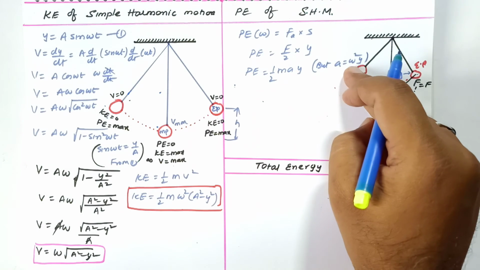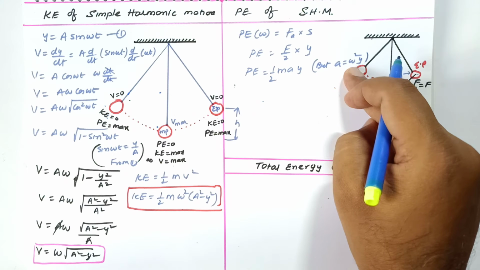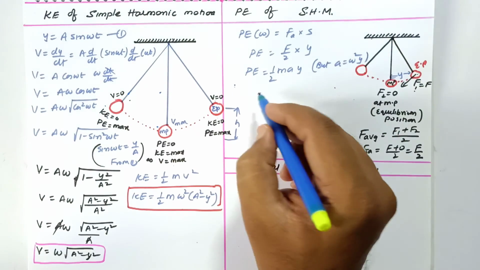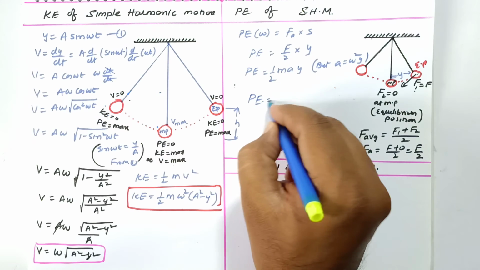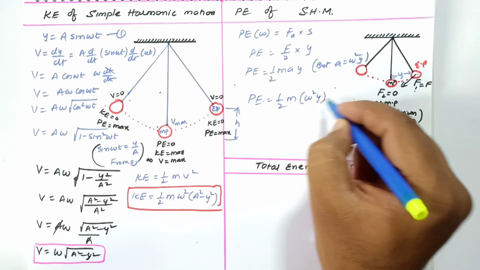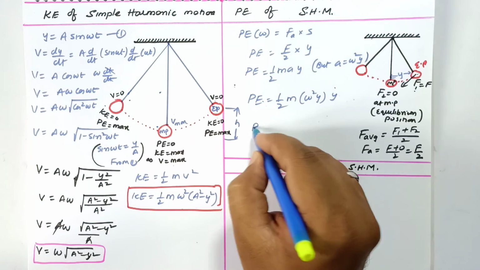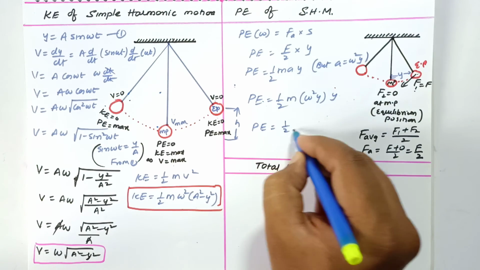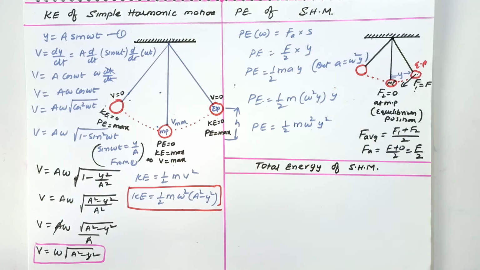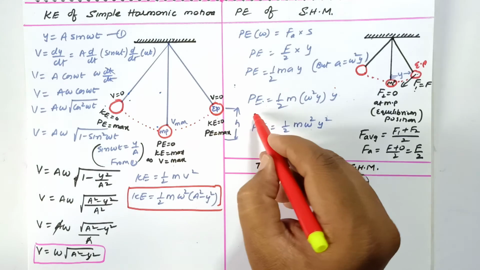If you want to understand the acceleration, go to lecture 1 of my YouTube playlist on oscillations. If you understand that first lecture, then it is very easy to understand what acceleration is here. Therefore, potential energy will become half into m into a. A will become omega square into y into y. Therefore, potential energy will become half m omega square into y square. So this is the formula for potential energy.